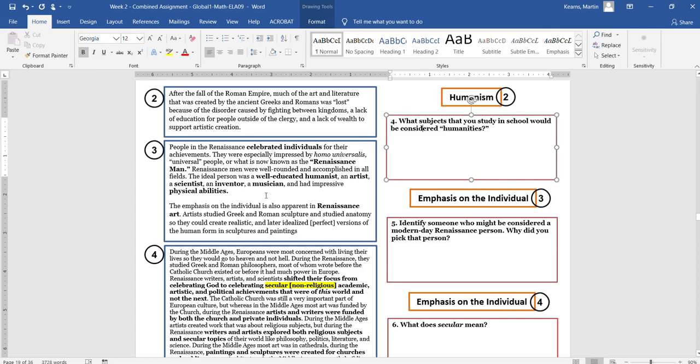The emphasis on the individual is also apparent in Renaissance art. Artists studied Greek and Roman sculpture and studied anatomy so they could create realistic and later idealized, perfect versions of the human form in sculptures and paintings. So you're going to identify someone who might be considered a modern-day Renaissance person. Why did you pick that person?